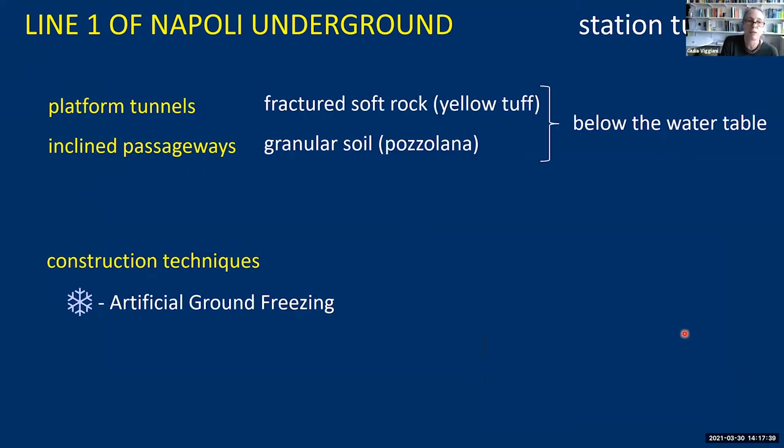Now, platform tunnels were generally contained within the Neapolitan yellow tuff, which is a fractured soft rock, whereas the inclined passageways were running at least in part in the granular soils, that is in the Pozzolana in this case.